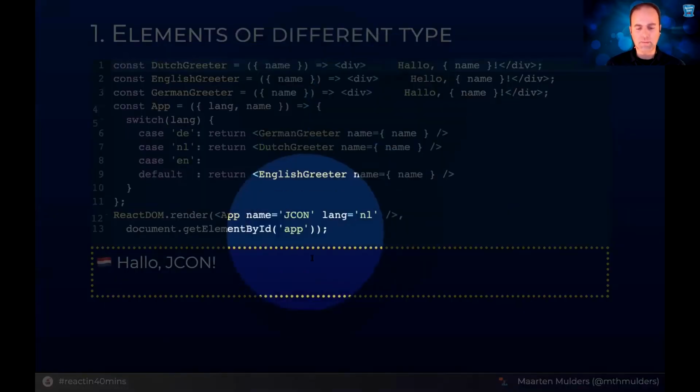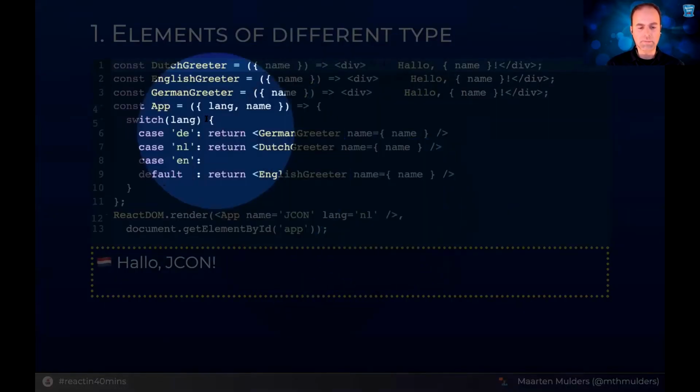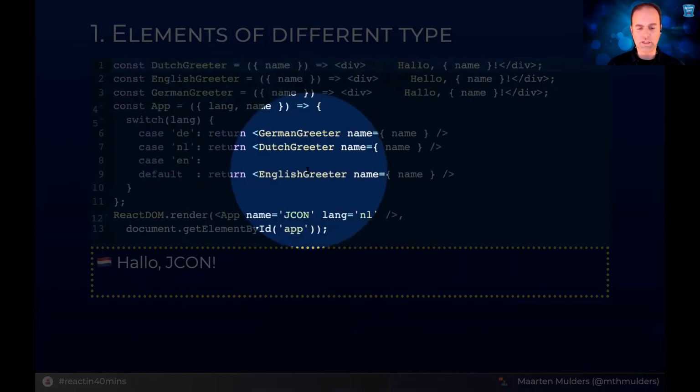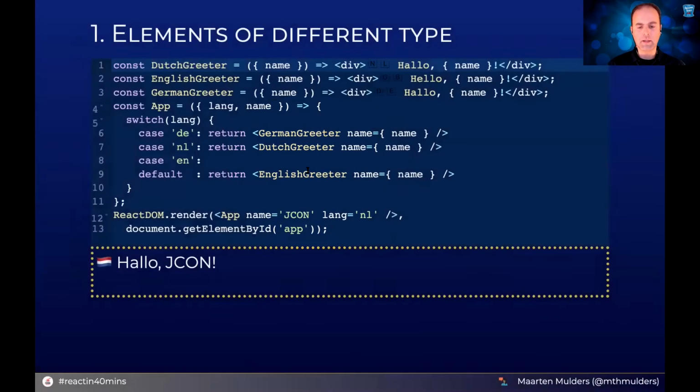I'm passing a name and a language. And depending on the language, I'm running a German greeter, a Dutch greeter, or an English greeter. Now, the assumption about the different type of element makes sure that as soon as I change NL into DE, the child element Dutch greeter is compared to what should be next up, the German greeter component. They are not the same.